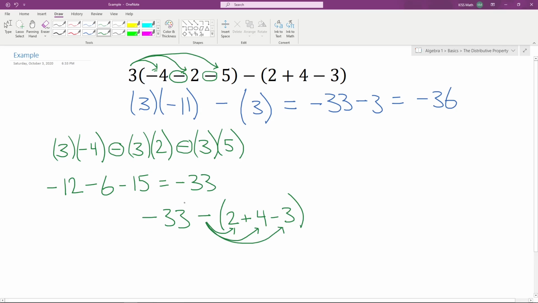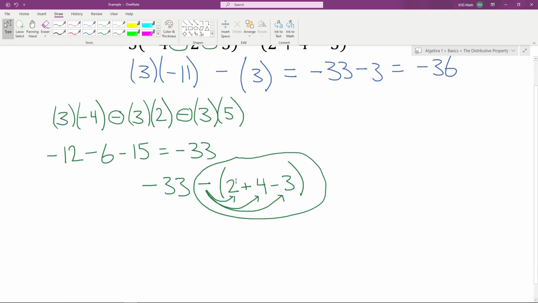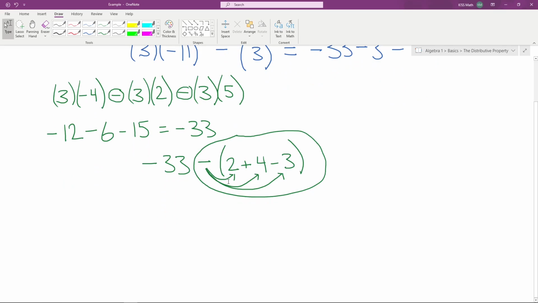So let's ignore this negative 33 out here. Let's just look at this piece here and rewrite this using the distributive property. So you just have to remember also that this negative sign is also the same thing as a negative 1. We just typically don't write the 1. But we can write it just to be more clear and obvious. So negative 1 times a 2 plus 4 minus 3.